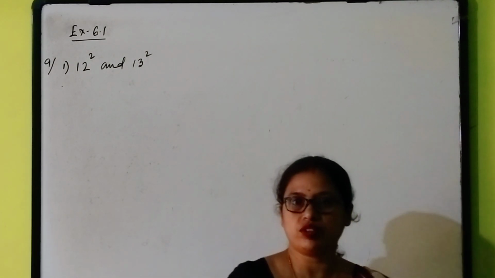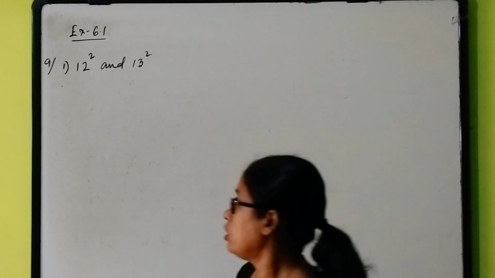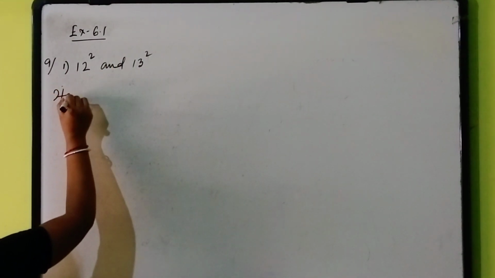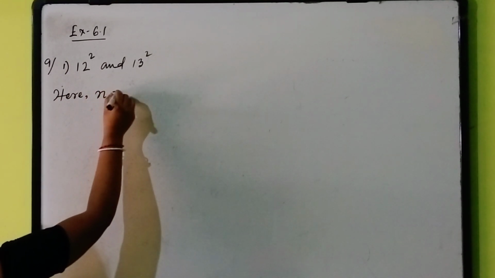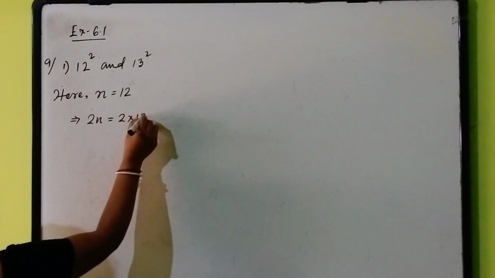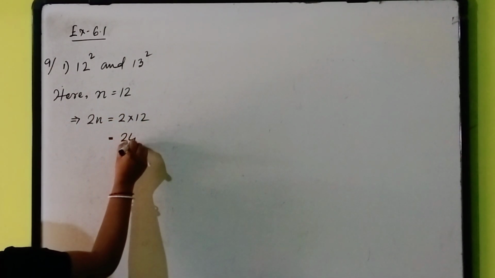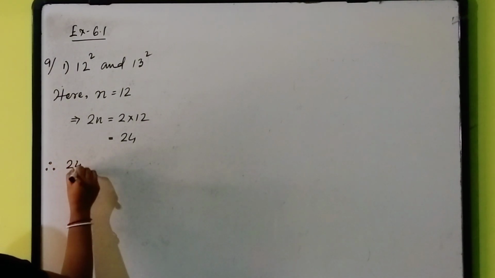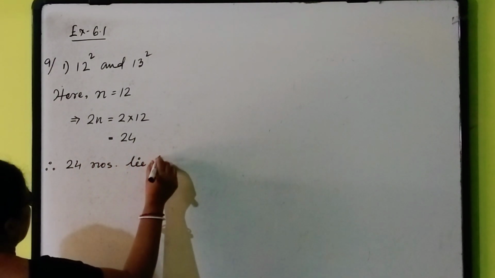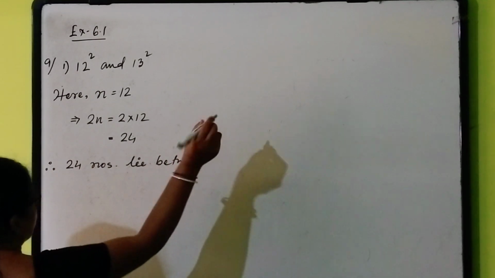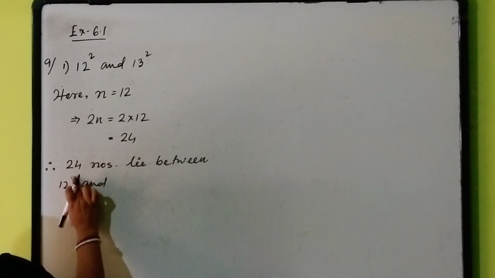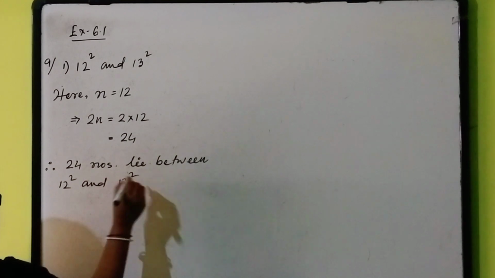Can you remember the note I have given? And I have explained at that time also. So here it is n square and n plus 1 square. See, 12 plus 1, 13. So what we will write here? Here n is equal to 12. Implies that 2n is equal to 2 into 12, is equal to 24. Therefore 24 numbers lie between 12 square and 13 square. Right? In this way.